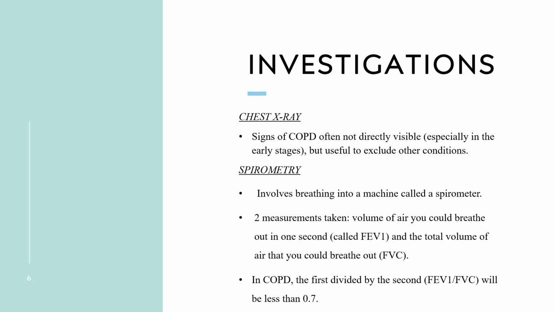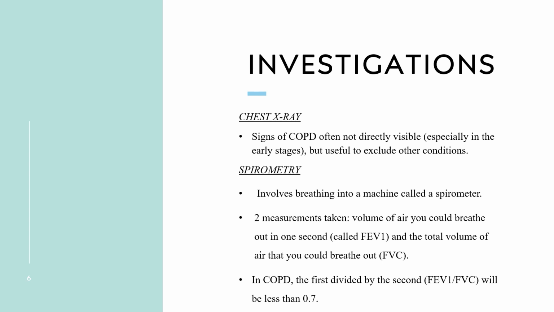And what this involves is the patient breathing into a machine called a spirometer. And there are two different measurements that are taken. One is the volume of air that you can breathe out in 1 second. So in 1 second, how much air do you breathe out? That is called the FEV1. And then there's the total volume of air that you just breathe out in total. So not in 1 second, but in total. And that is the FVC.